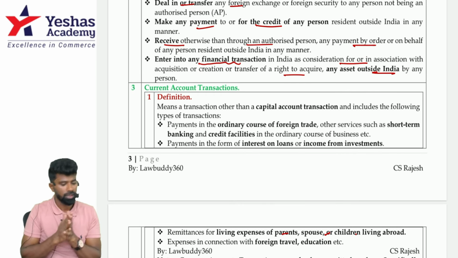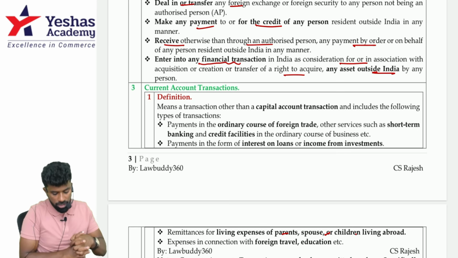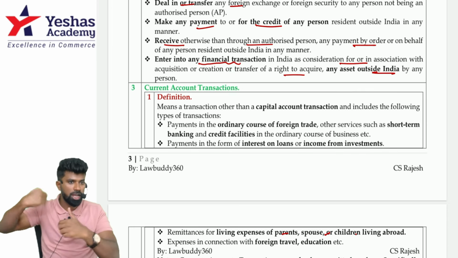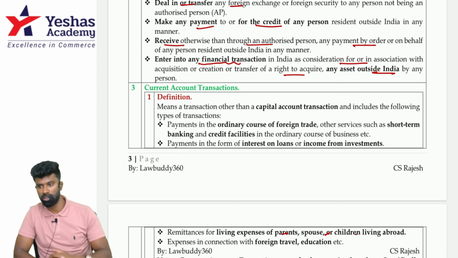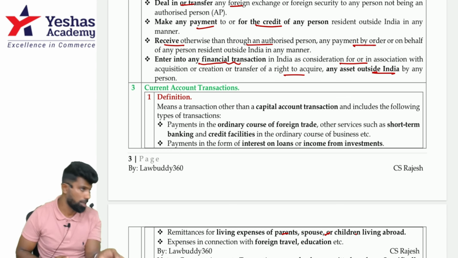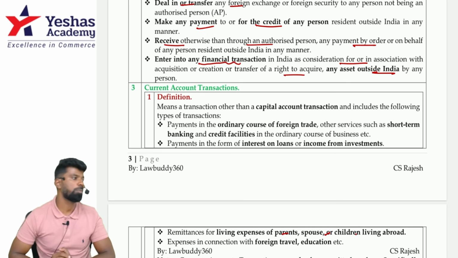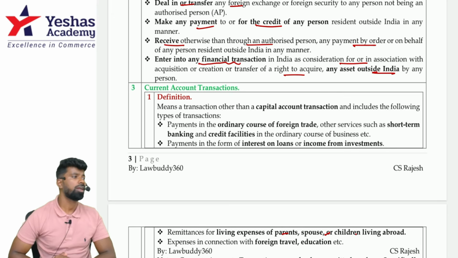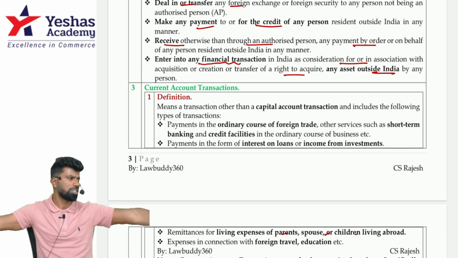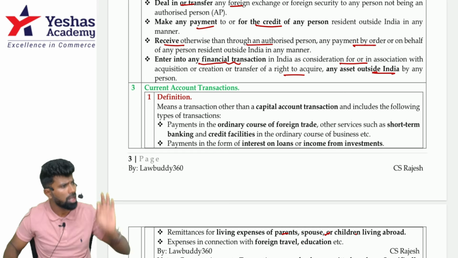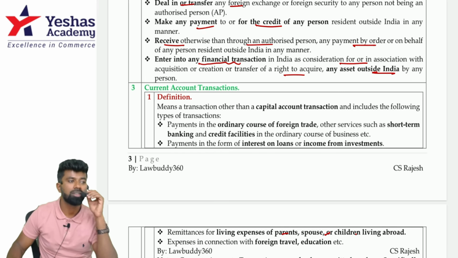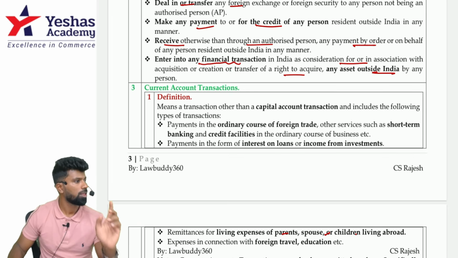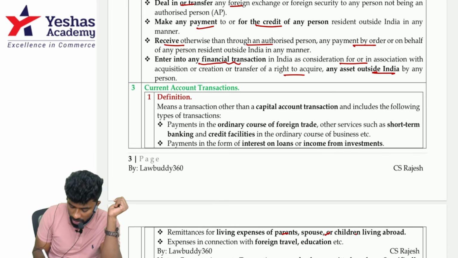And next one, current account transaction. Important. The transactions which happen with respect to foreign exchange can be classified into two categories. One is current account transaction. Second one is capital account transaction. There can be questions in the examination based on current account transaction. Definition is simple, say simple. It says what is current account transaction? Other than capital account transaction.